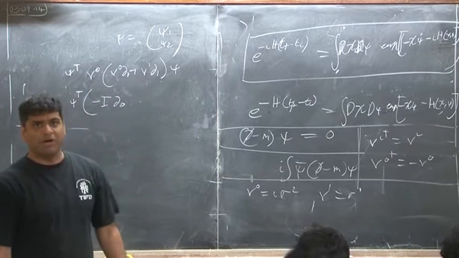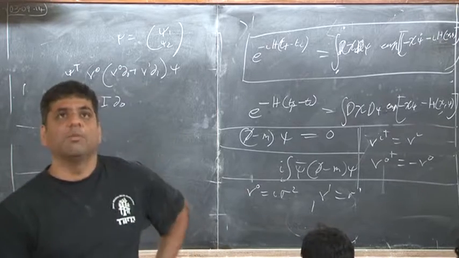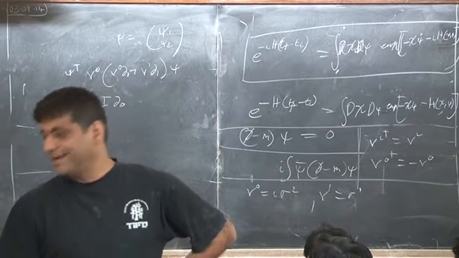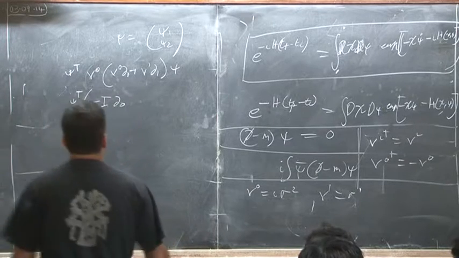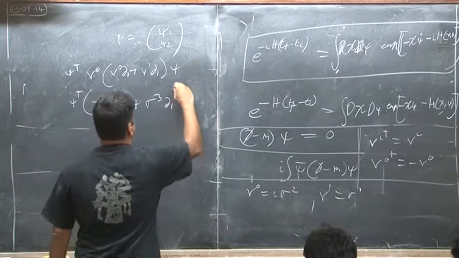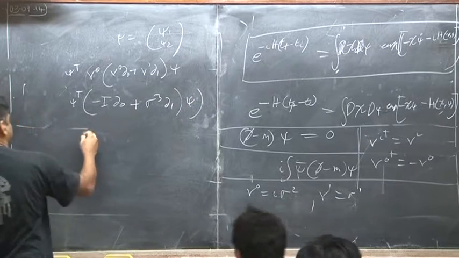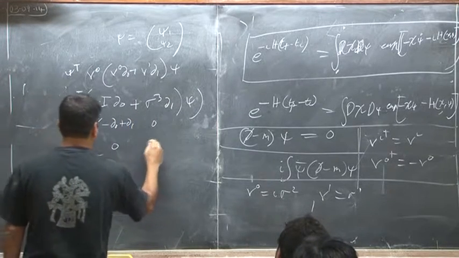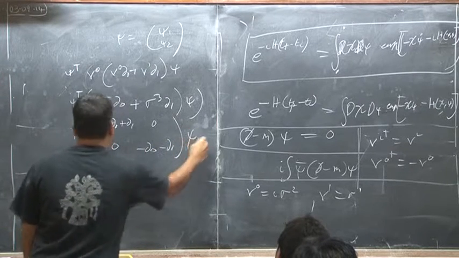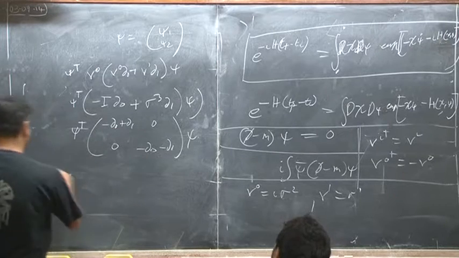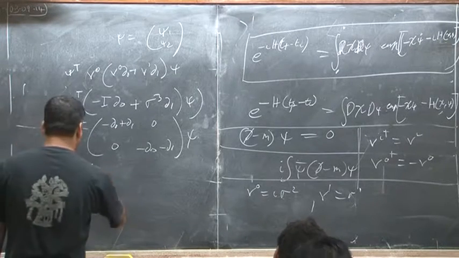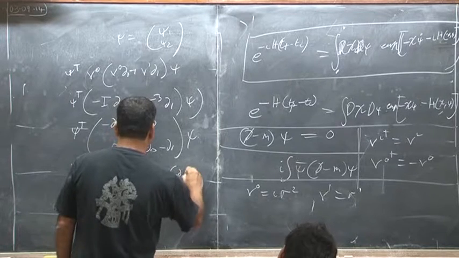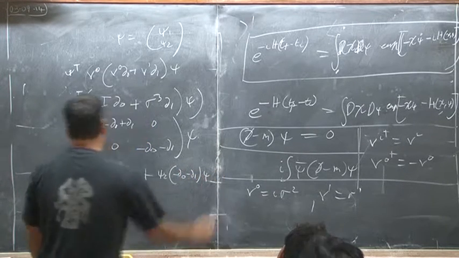And gamma 0 times gamma 1 is i times sigma 2 times sigma 1. Now sigma 2 times sigma 1 is minus i times sigma 3. So this is i times minus i times sigma 3, so that's plus sigma 3 times delta 1. Now this quantity written as a 2 by 2 matrix is minus delta 0 plus delta 1 in the upper entry, and minus delta 0 minus delta 1 in the lower entry. Since it's diagonal, this can be more simply written as psi 1 times minus delta 0 plus delta 1 psi 1, plus psi 2 times minus delta 0 minus delta 1 psi 2.